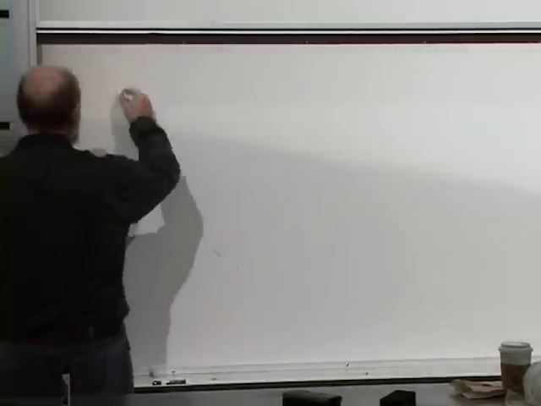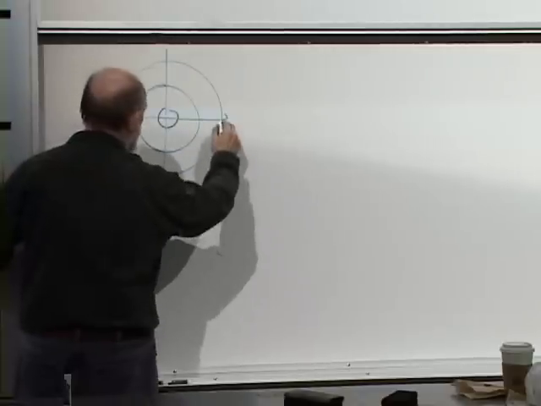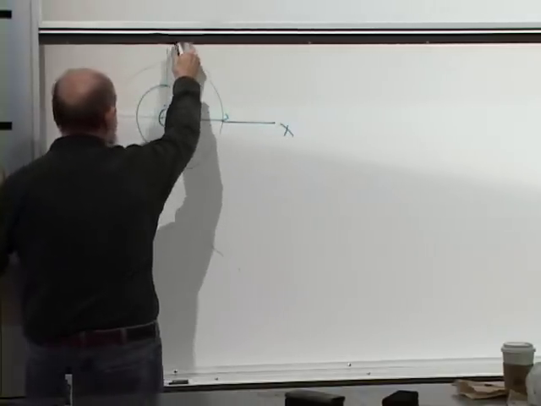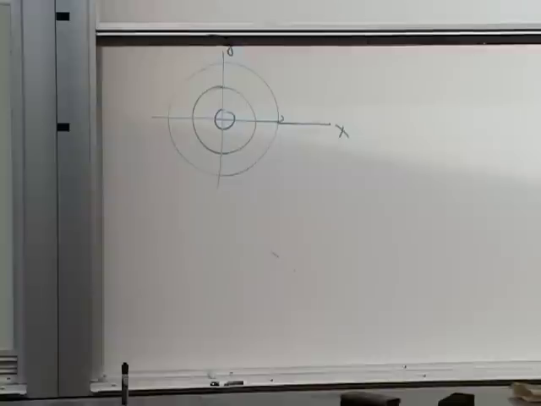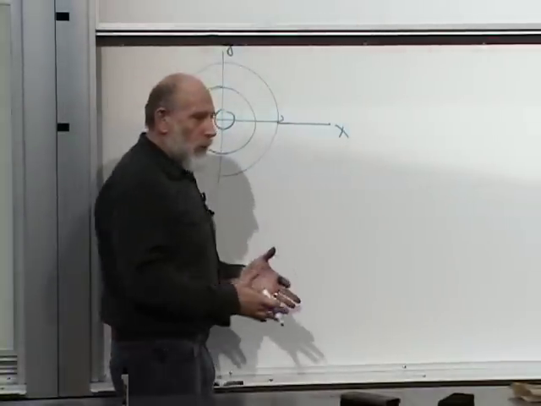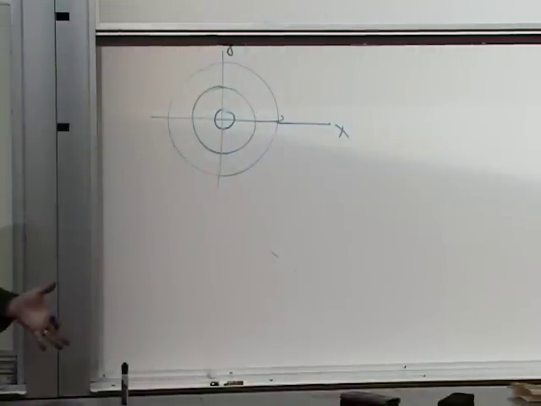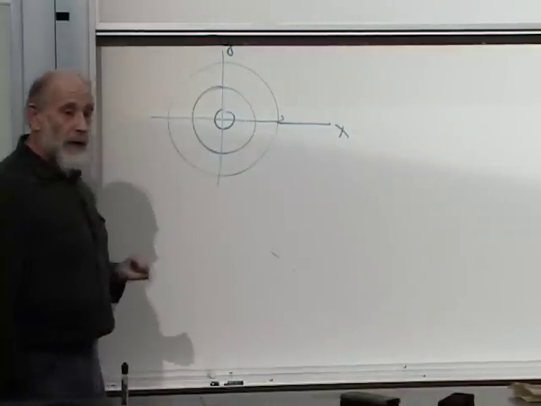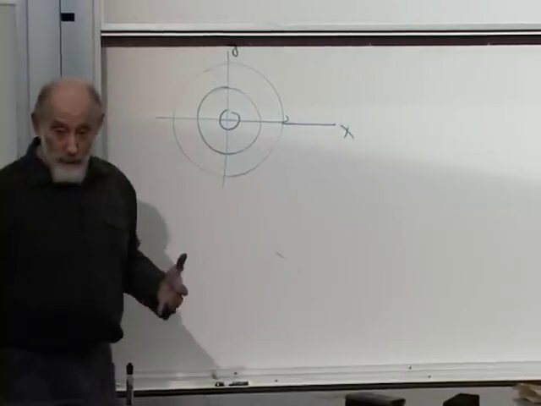Okay, let's go back to circles for a minute. This is x, and instead of calling this t, I'll call it y. But notice that y is a great deal like time here. What is the coordinate transformation from x and y to polar coordinates? That's the relationship between the accelerated reference frame and the ordinary reference frame. The ordinary reference frame is like x and y, and the accelerated reference frame is more like polar coordinates.